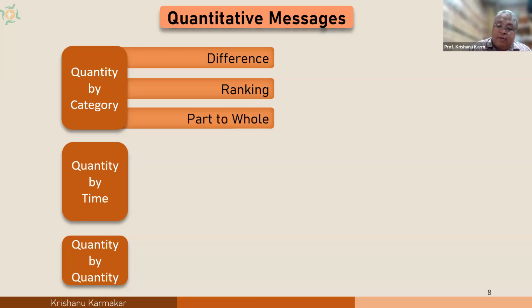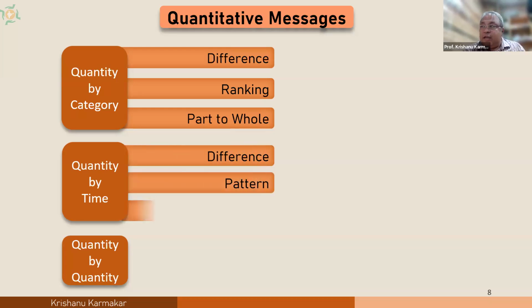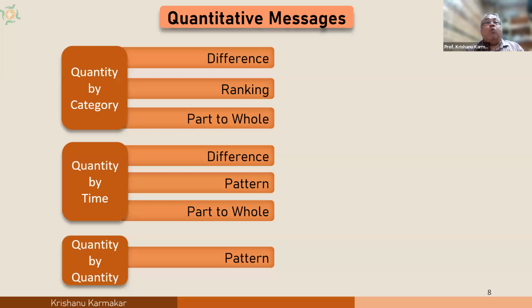Similarly, quantity by time can also have three different types of messages. Difference across different time periods, pattern over the entire time period, or how each time period's value constitutes the whole. What is its importance in the total? So that is the part to whole. And finally, quantity by quantity is what is the overall pattern or relationship between these two variables or quantities. So these are the three main types of quantitative messages we might want to convey through these diagrams.